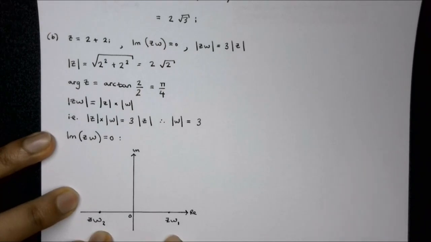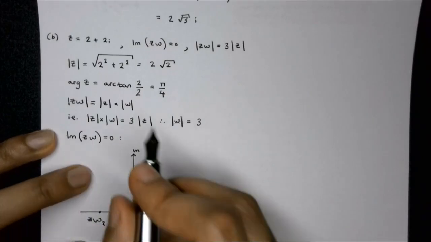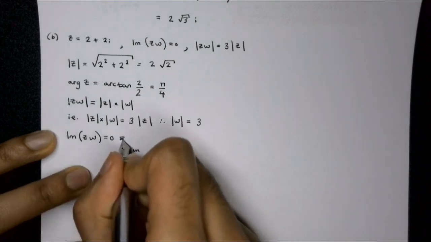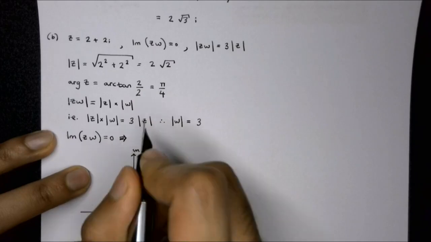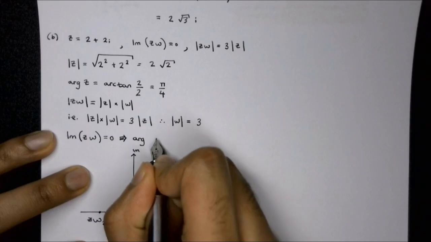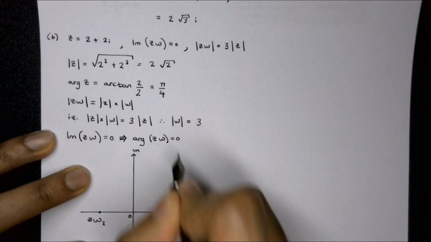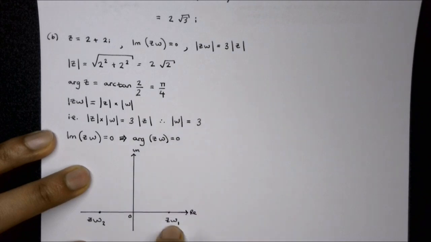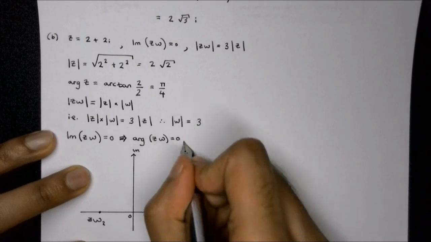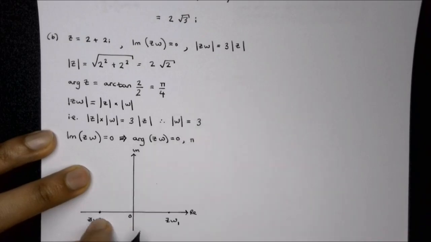And I think over here, what we can say from here then is the imaginary part of ZW implies that the argument of ZW is either equal to 0, in which case it lies over here, or it equals pi, in which case it lies over here.